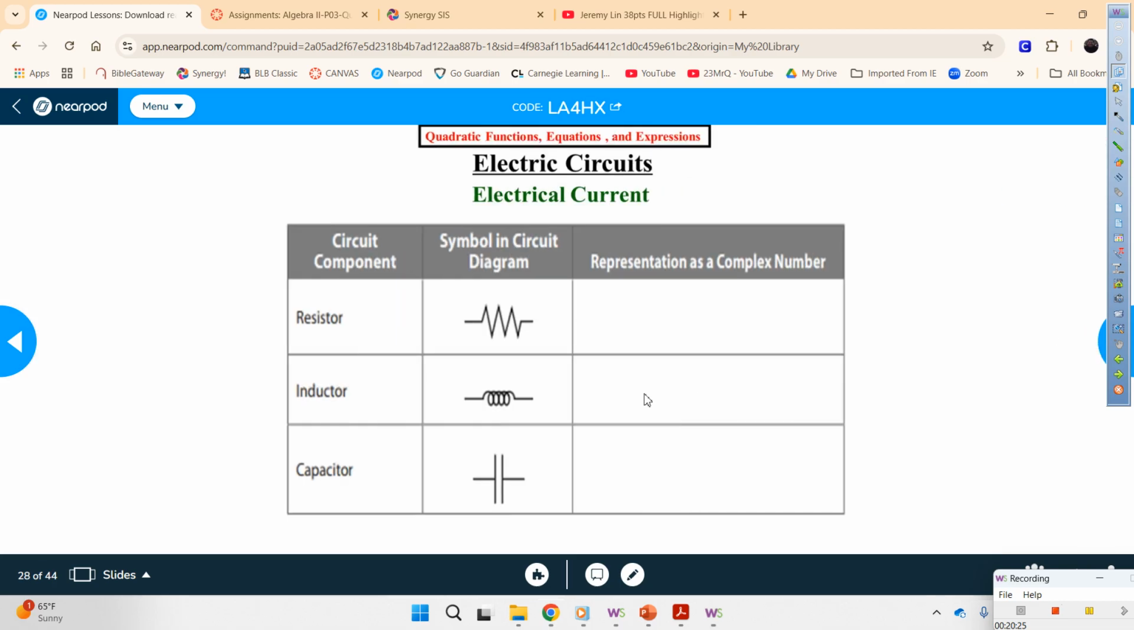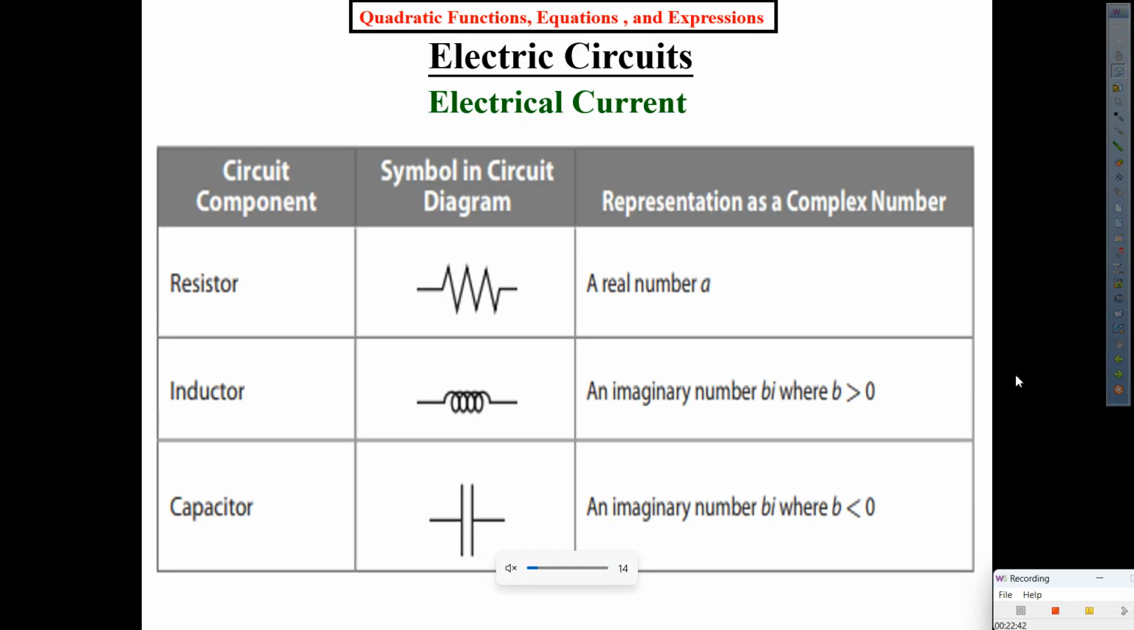So yesterday you got a table that looked like this. We're going to add a little bit more to it, so copy this one, please. On the left column, circuit component, resistor, inductor, capacitor, the symbol, there they are, and then here what it represents. Copy that. All right. Now look what each of these components turns into. Look up. And this is how we transform electricity into complex numbers.